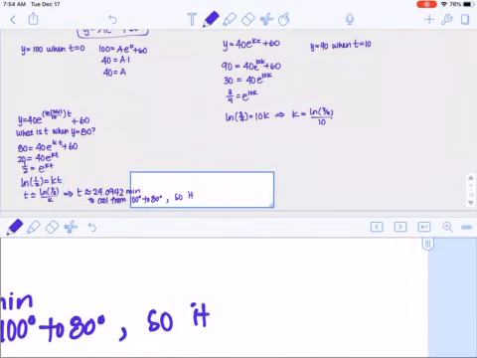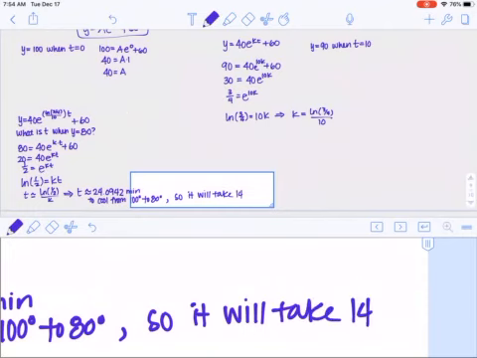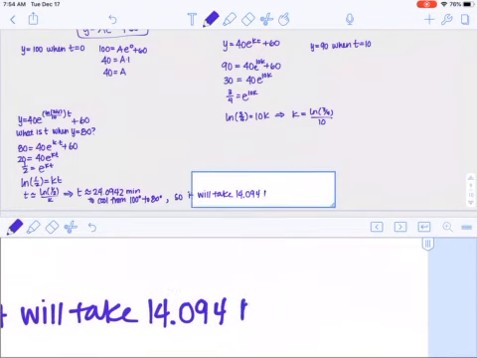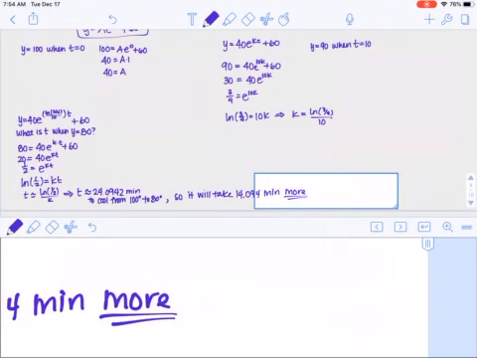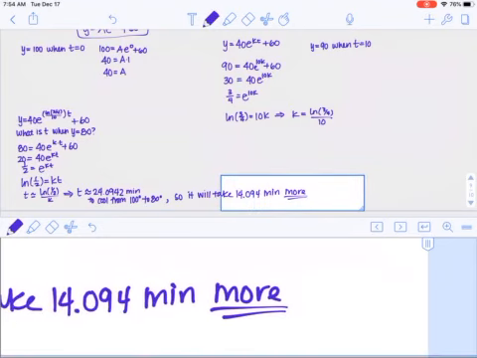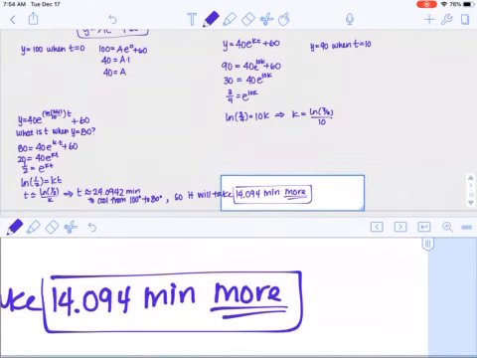So it will take 14.094 minutes more to get all the way down to 80 if you're starting at 90. That's a little bit of semantics, but I want to make sure that you notice that and look for those wordings in the future.